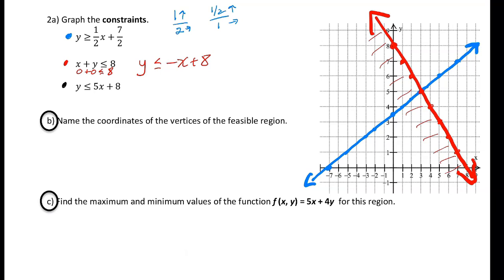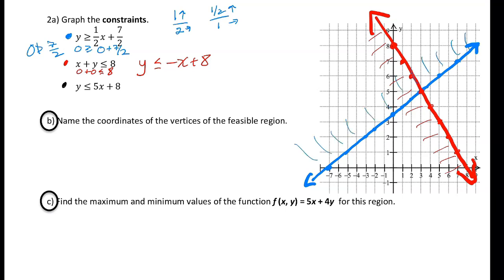And for the blue line, if we plug 0, 0 into that, that looks like it's false. 0 is not greater than 7/2. So we do not shade where 0, 0 is, so we shade above the blue line, away from 0, 0.